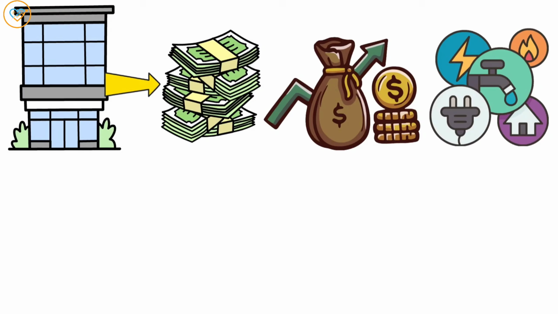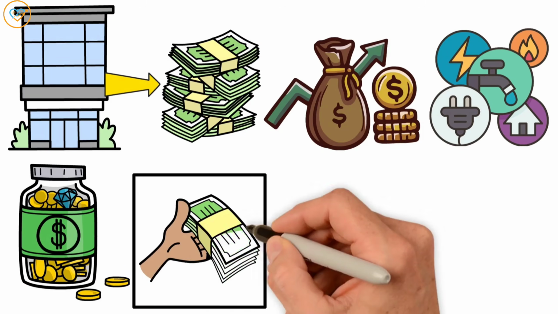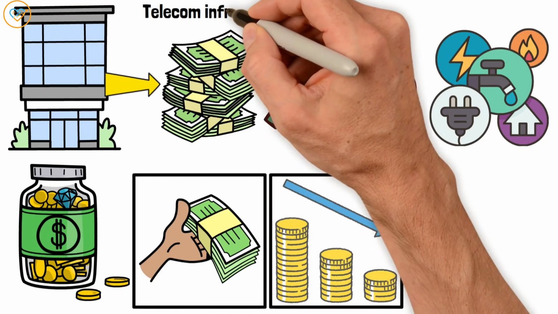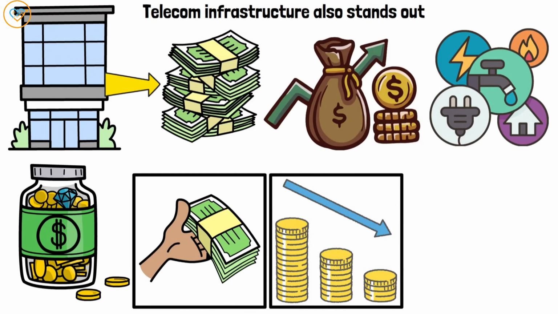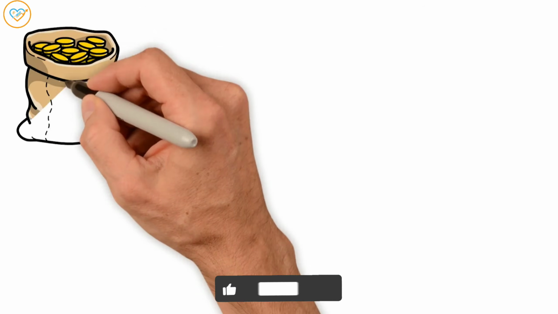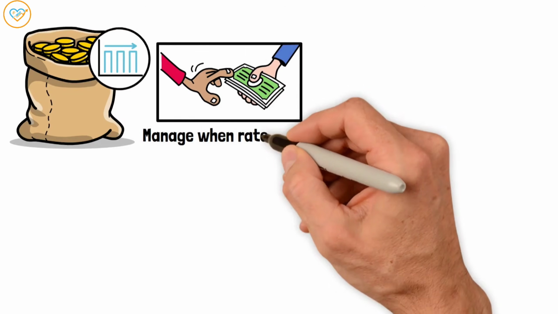Utilities are another candidate. Revenues are regulated. Cash flows are predictable. Lower rates reduce capital costs. Telecom infrastructure also stands out. These companies operate essential networks. Dividend policies tend to be stable. Debt becomes easier to manage when rates ease.